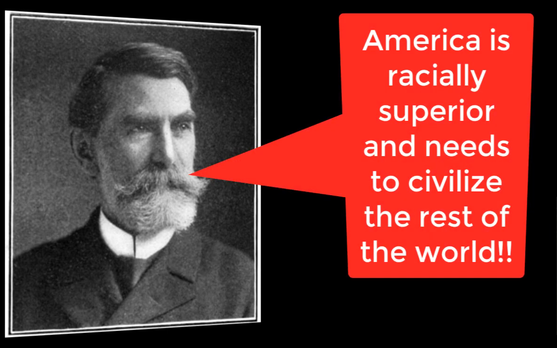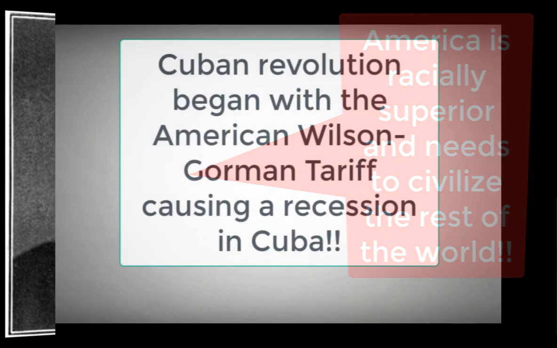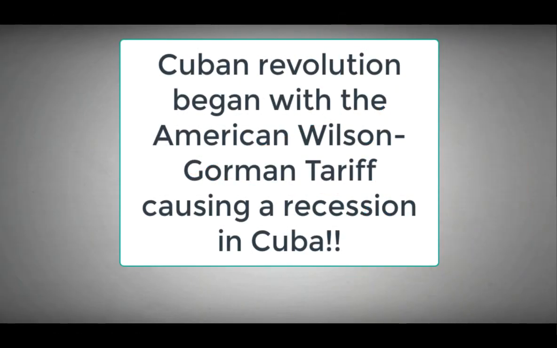So right after we took over Hawaii, America reinstituted tariffs on Cuba. It was the Wilson-Gorman tariff. This led to a massive recession in Cuba. Cubans then rebelled against the Spanish, who had controlled Cuba up until this time. At that point, America really was not ready to get into this war.